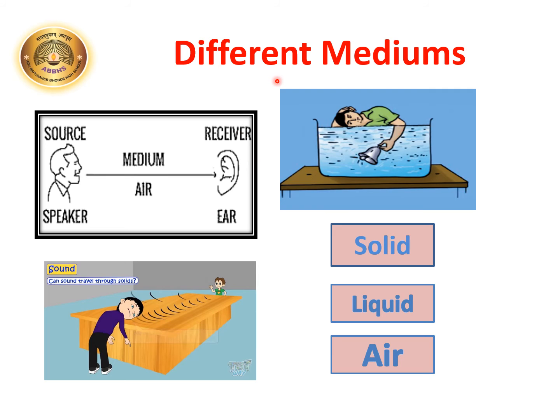Let us learn about different mediums. Sound requires a medium for its propagation. Sound propagates through air, water, and solid. The speed of the sound wave depends on the medium. Sound propagates slowest in air. It propagates faster in liquids and fastest in solid. Hence, we hear clear and loud sound through solid than through air.